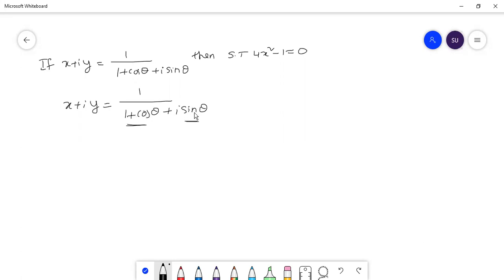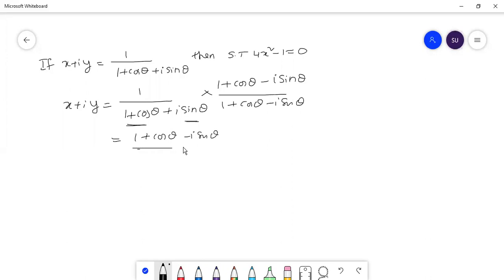So this is a complex number. 1 by complex number form is there, so take the rationalizing factor. 1 plus cos theta minus i sin theta divided by 1 plus cos theta minus i sin theta, and the numerator becomes 1 plus cos theta minus i sin theta. Divided by, this is a plus b. Let us consider this is a, this is b. Now it is in the form of a plus ib into a minus ib.